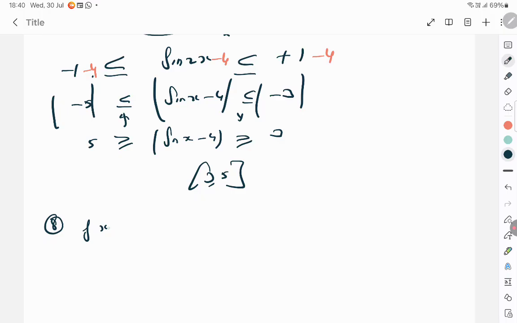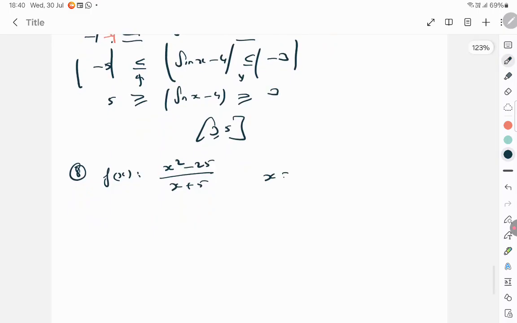Okay, some question like this, f of x is equal to (x² − 25)/(x + 5). You know the denominator cannot be 0, so x cannot be −5. And then that's your domain, so x is an element of all real numbers other than −5. That's your answer. This is the way you should write.